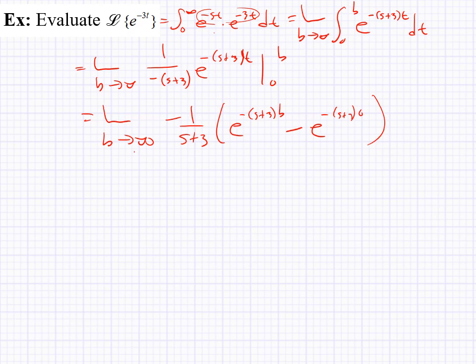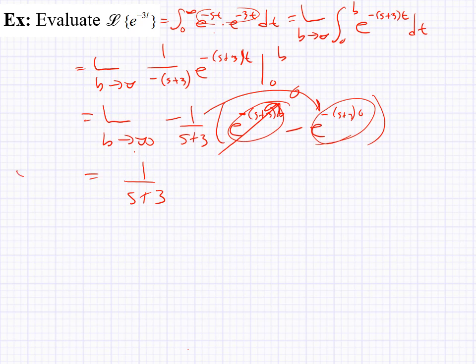As b goes to infinity, again, negative exponent, this is actually in the denominator, so that's going to go to 0. So then all I'm going to have is this times this, and this is really e to the 0, which is 1. So what do I end up with? 1 over s plus 3. So the Laplace transform of e to the negative 3t ends up being 1 over s plus 3.